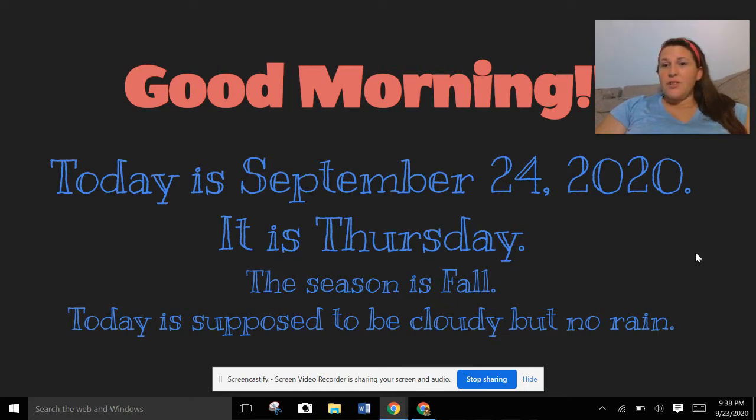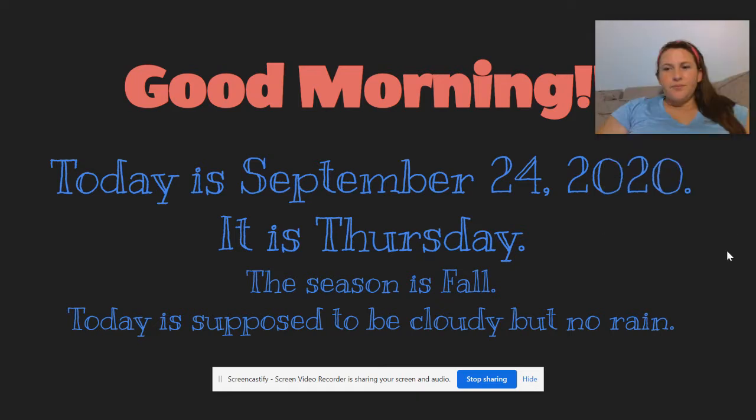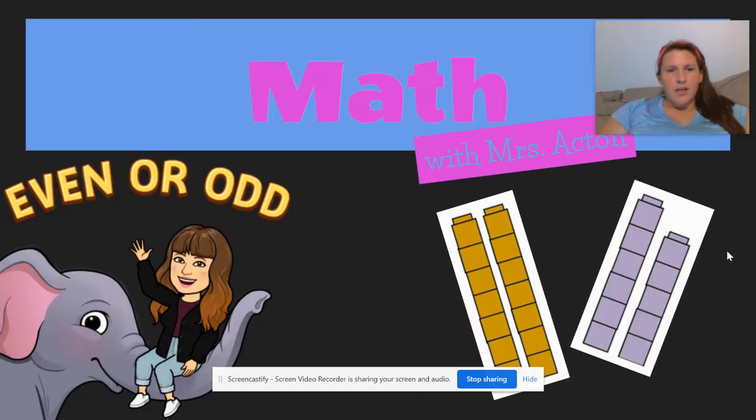But I'm going to power through this and I'm going to teach you this strategy because that's one of my favorite things to teach in math, other than money. I love teaching money, but that's not for a while. But I love teaching about even and odd numbers. I don't know why. Kind of like how I don't know why I like Thursday. So, even and odd numbers.